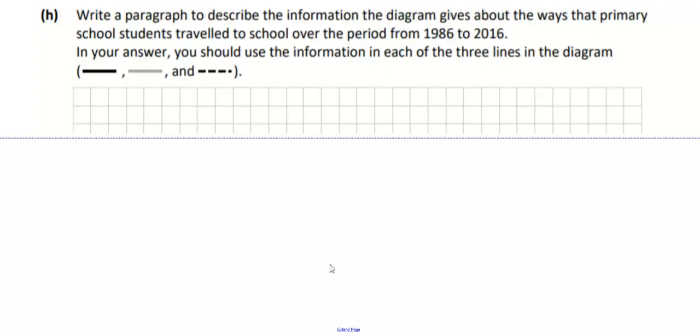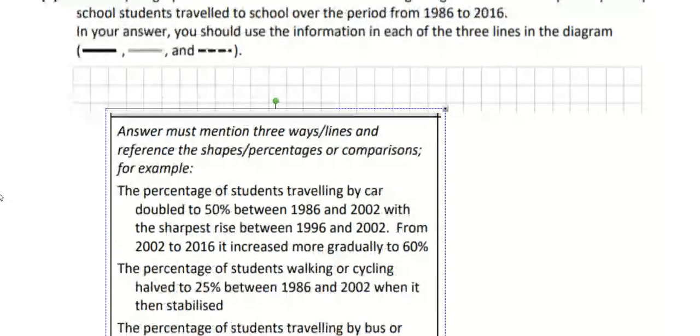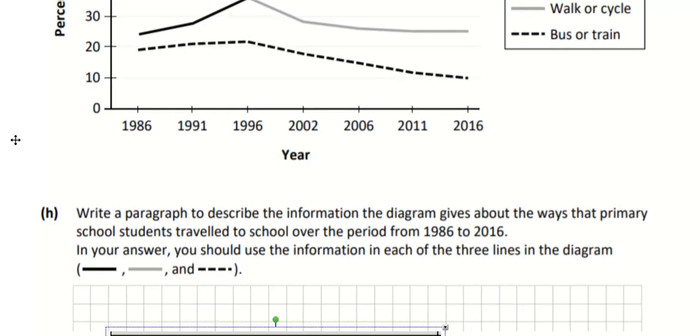Write a paragraph about the following, okay? So we can write a paragraph about the graph and what we did. So we're going to take the answer directly from the marking scheme, okay? We should mention each of the pieces of information from the three lines.